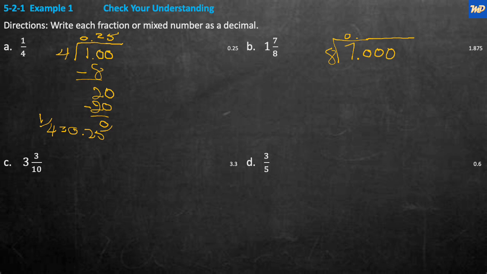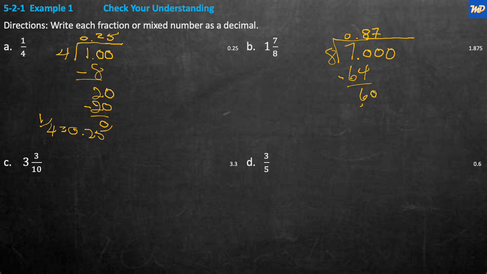Does 8 go into 70? Yes, 8 does go into 70. How many times does 8 go into 70? Well, 8 times 8 is 64, and 70 minus 64 is 6, so we know it's going to go in here 8 times. So we have an 8. 8 times 8 is 64. Minus 64 is going to give us a 6. Bring down a 0. 8 goes into 60. How many times? It's going to be 7.